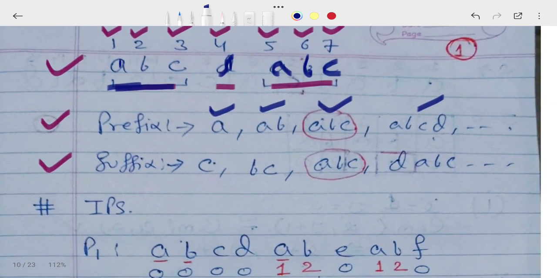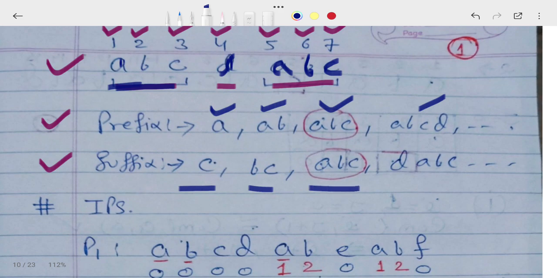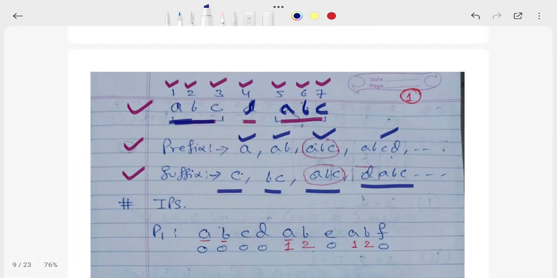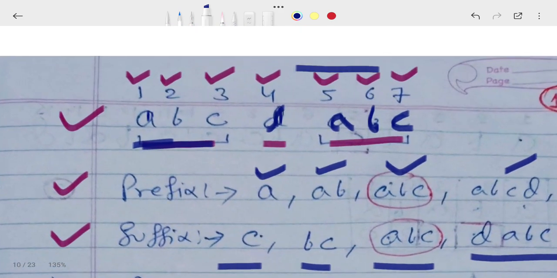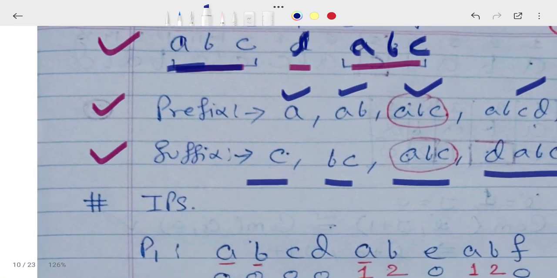So you can see C, B, C, A, B, C, A, B, C, D. If you are taking the text from the right side one by one, length 1, then 2, then length 3, then length 4, that is the meaning of suffix. If you are taking the data from left to right, length 1, length 2, length 3, that is the meaning of prefix. I think that you understand.